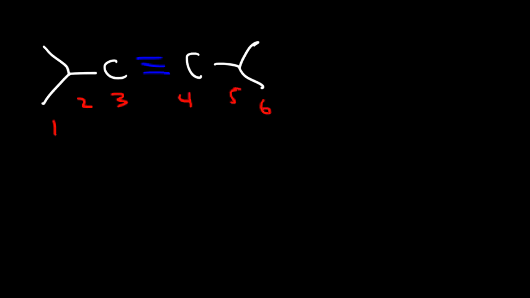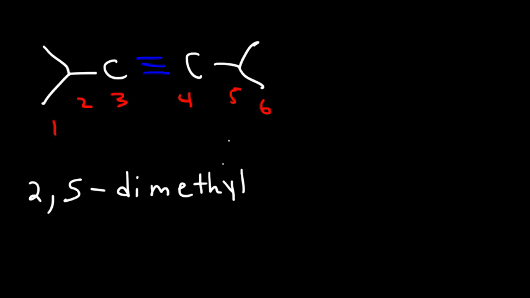Now let's work on another example. For this one, write the common name and the IUPAC name as well. So let's start with the IUPAC name. This is going to be carbon 1, 2, 3, 4, 5, 6. So we have a methyl on carbons 2 and 5. So it's going to be 2,5-dimethyl. And for 6 carbons, that's hexane, but we're going to use hexyne. And the triple bond's on carbon 3. So it's going to be 3-hexyne. And so that's how you can name this particular alkyne.